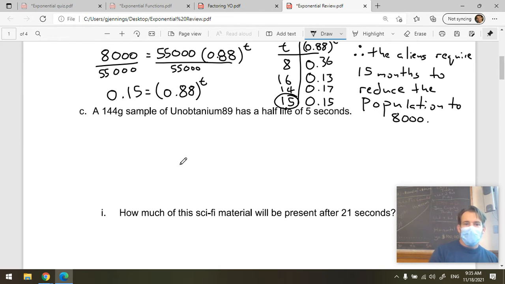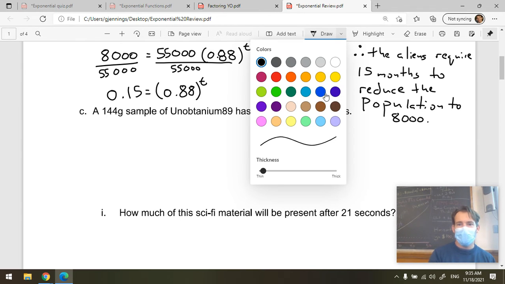Okay. Now, have people seen the original Avatar? In the original Avatar, they're out for unobtainium, some ridiculous science fiction material that everyone wants. Okay? So I've said that a 144-gram sample of unobtainium 89 has a half-life of 5 seconds. So now we need to really take a look at this idea of half-life.